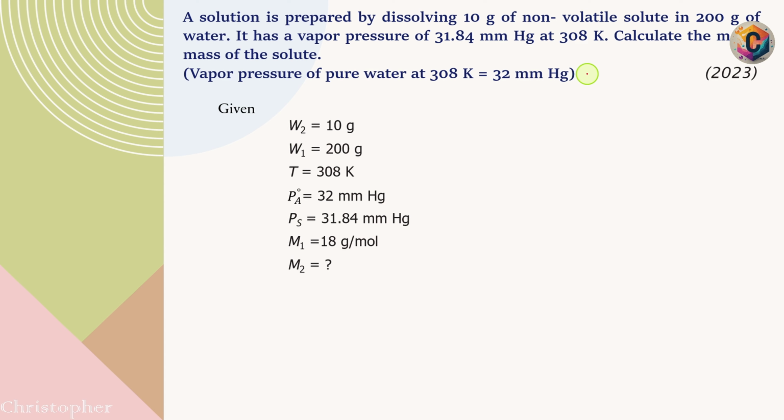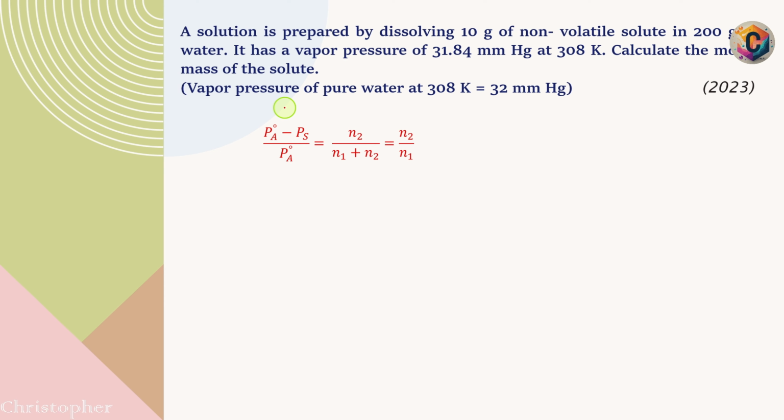Because water's molecular mass is 18 gram per mole. They are asking to find out the molar mass. Vapor pressure data are being given, so I'm going to use relative lowering of vapor pressure. This is the formula: Pa naught minus Ps divided by Pa naught. Got it? It is going to be equal to n2 divided by n1 plus n2. What is it? Actually, it is a mole fraction.